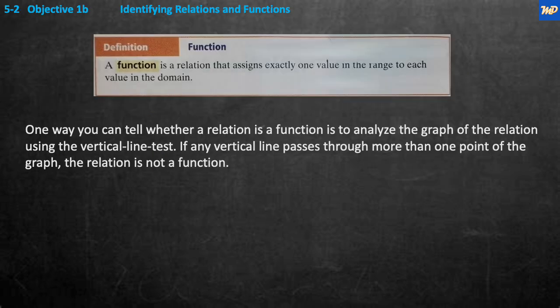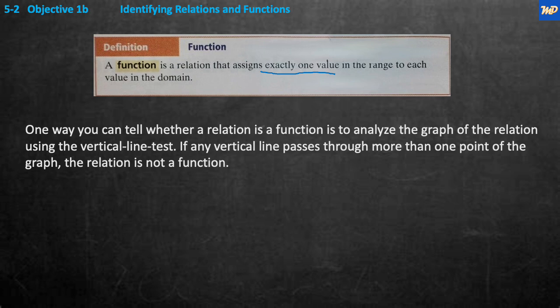Okay, objective 1. Again, this is another slide from our objective slides. This is the second one, 1B. Identifying relations and functions. So the definition of a function is a relation that assigns exactly one value in the range to each value in the domain. So you can have multiple domain items pointing to the same range item, but you can only have one range item pointing back to a domain.